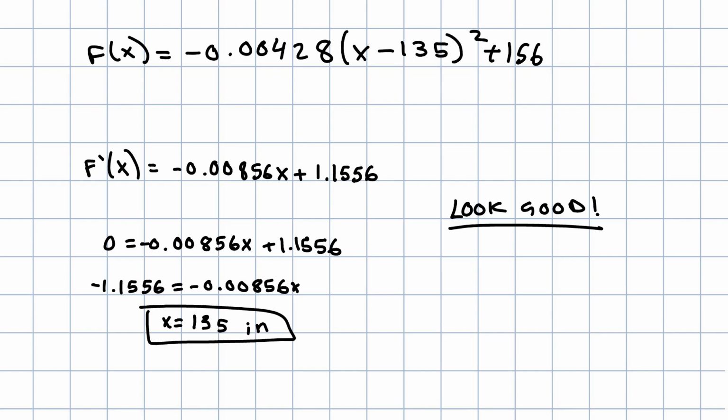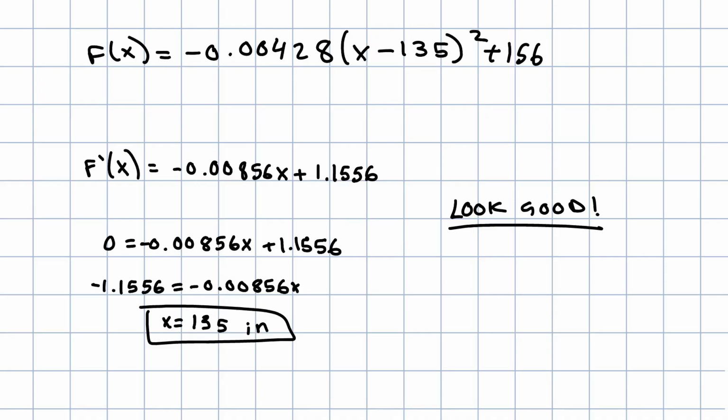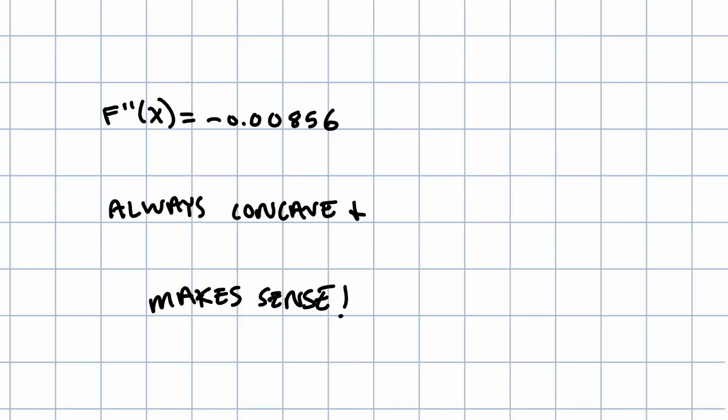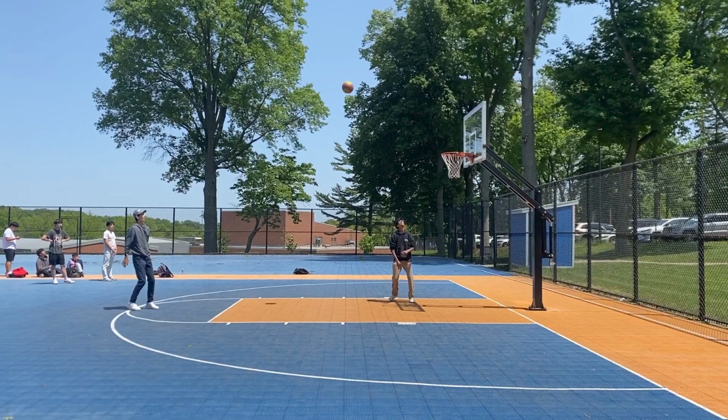Looks good for now. But is this a maximum or a minimum? So we plugged it into the second derivative formula, so we just took the derivative one more time. A quick derivative tells us that f double prime of x is equal to negative 0.00856. And this means it's always concave down, and that is a maximum. So if we look back here, it does look like a maximum because gravity is a negative parabola.